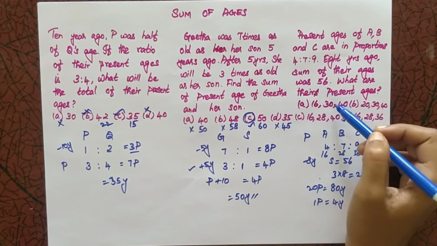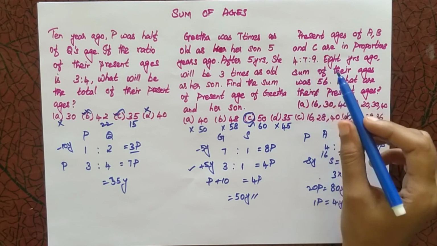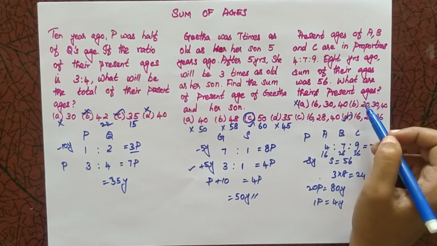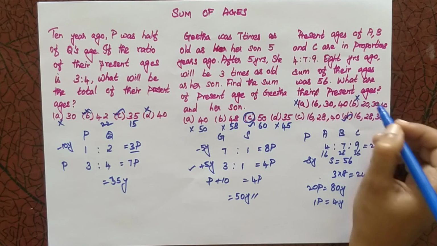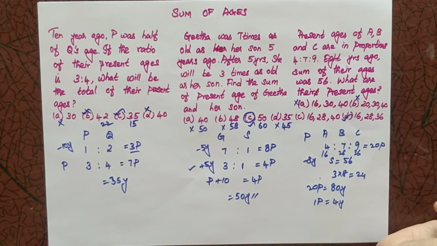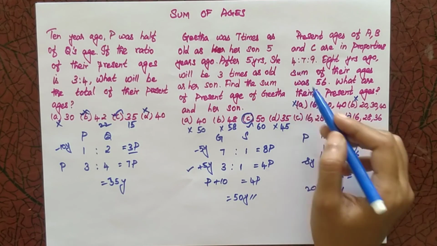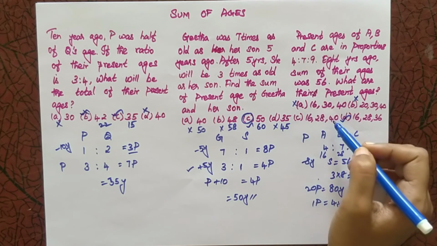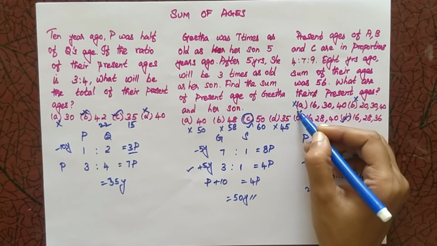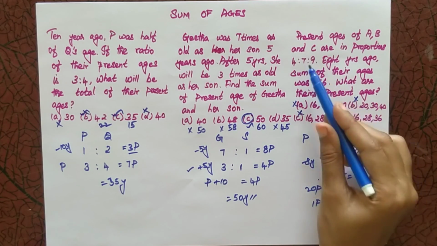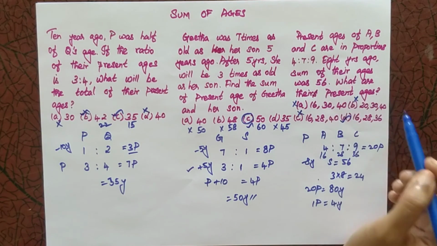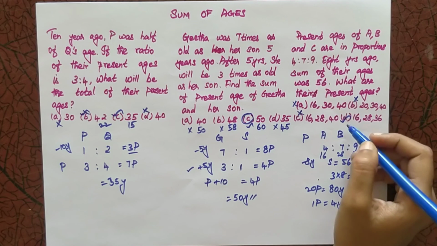16 is divisible by 4. 30 is not divisible by 7. So this will not be your answer. 20 is divisible by 4. 30 is not divisible by 7 again. So this will not be your answer. So 16 is divisible by 4, 28 is divisible by 7, but 40 is not divisible by 9. So this will not be your answer. Here 16 is divisible by 4, 28 is divisible by 7, 36 is also divisible by 9. So this will be your answer.